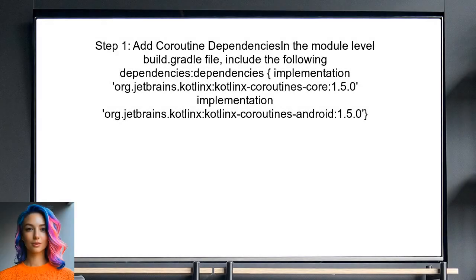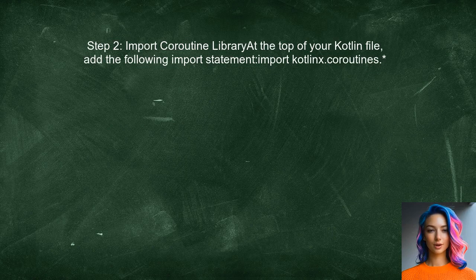To resolve the unresolved reference error for async in Kotlin, the user should first ensure that they have the necessary coroutine dependencies included in their project. Next, the user needs to import the coroutine library in their Kotlin file. This is essential for using the async function.